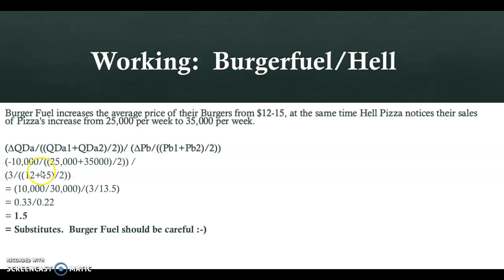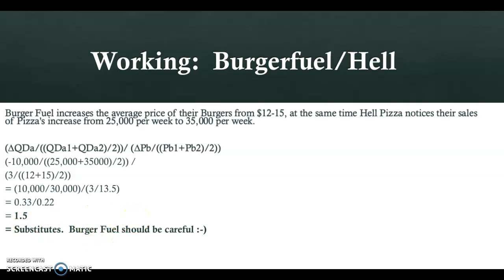So, work it through. Okay, and then you'll get 10,000 divided by 30,000 for the quantity change, and then 3 divided by 13.5 for the price change, and that ends up equalling 1.5, and that is kind of where I would think it would be. They should be substitutes. They are, according to this, not really strong, but reasonably. Okay, so we have a substitute relationship.